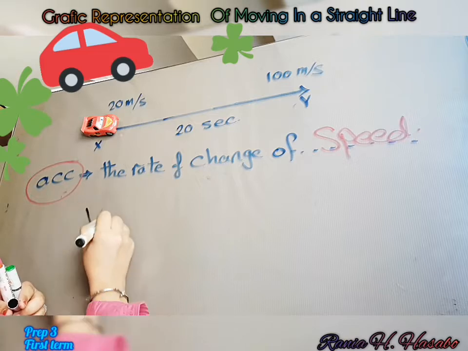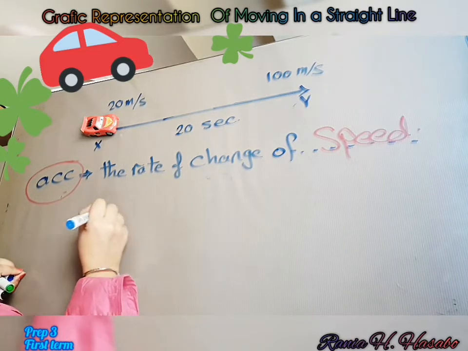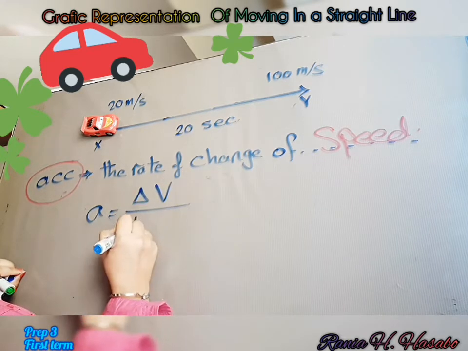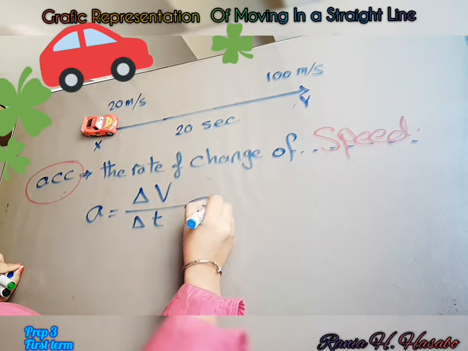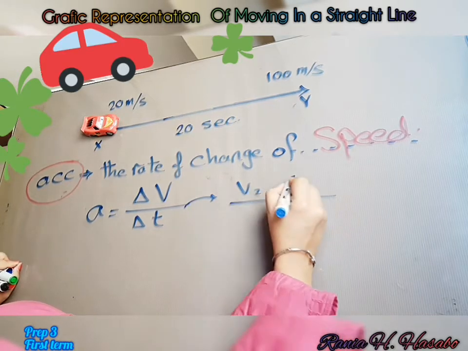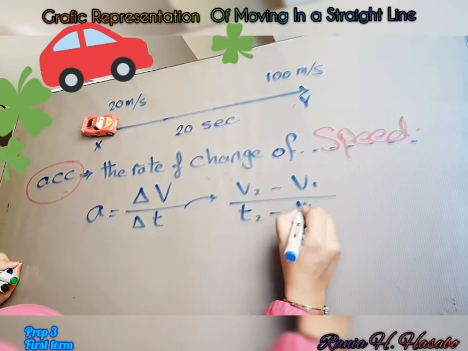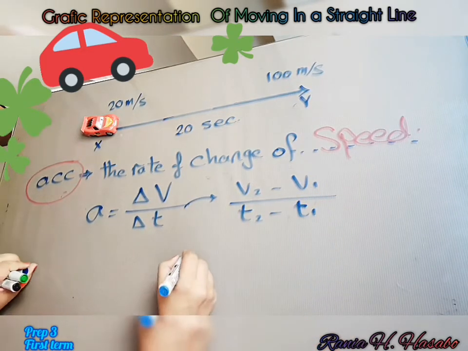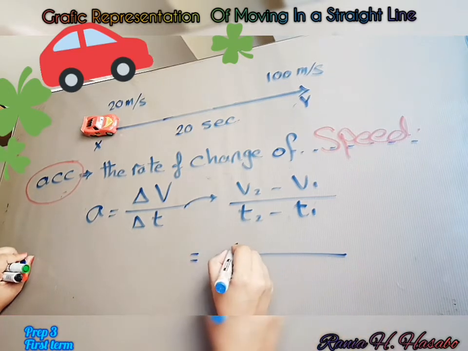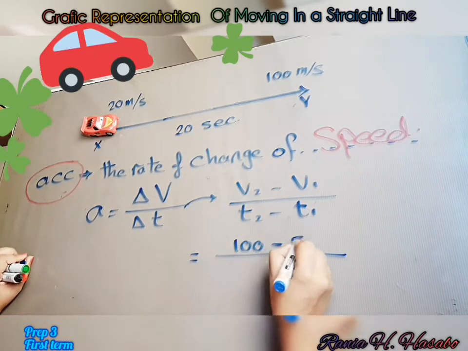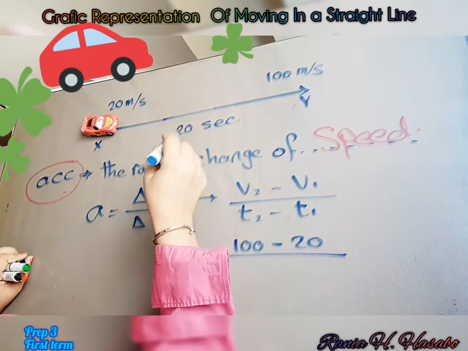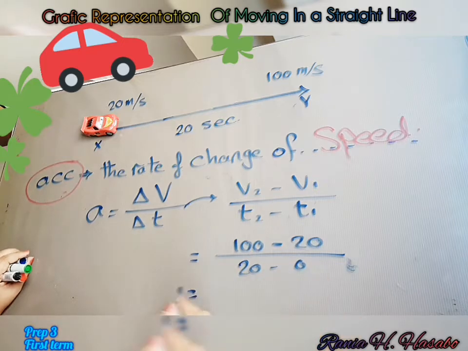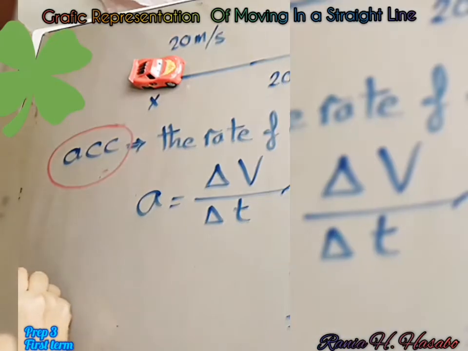To calculate the acceleration, you have a new rule. Acceleration equals the change, delta means the change of object speed, divided by the change in time, which means V2 minus V1 divided by T2 minus T1. From the previous, we can calculate the acceleration, which equals 100 minus 20 divided by, after 20 seconds means from 0 to 20, 20 minus 0. So acceleration equals 40. We always determine the unit from the rule.